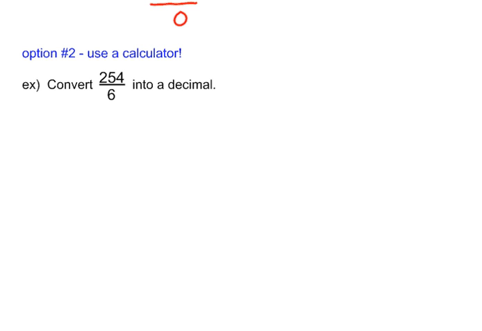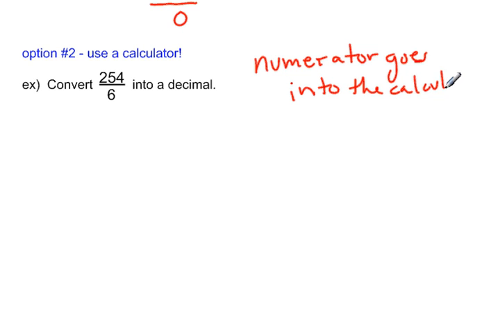Option number 2, use a calculator. If you've got a calculator, go ahead and get it out. Rules for calculator and decimal usage. We're always going to put the numerator in the calculator first. So you may want to write yourself a note. Numerator goes in first. And this is very important. It's not always the biggest number that goes in first. It's always the numerator, just like we did with our long division.